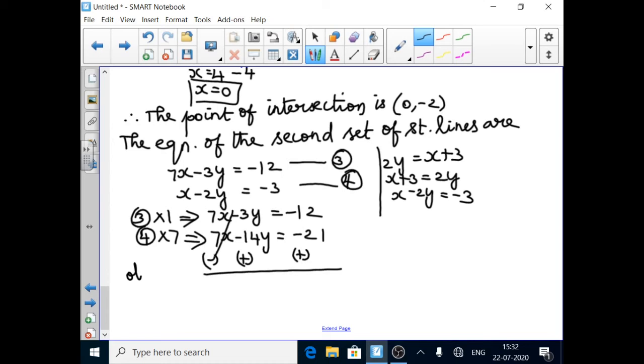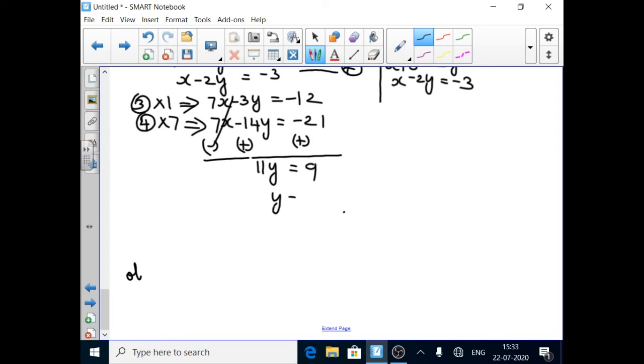Here 11y is equal to, here you have to cancel. The answer you are getting is 9 plus 9. Therefore y equal to 9 by 11. So here also you are getting the fraction. So y equal to 9 by 11.